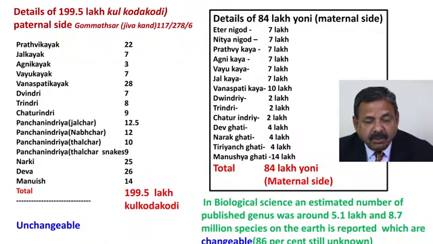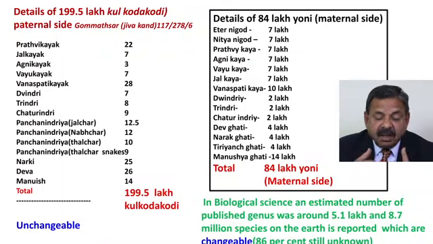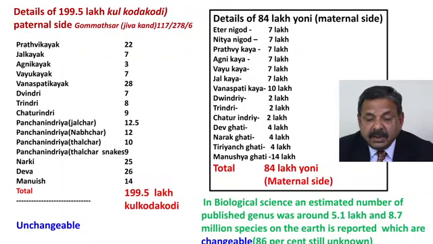Similarly, if we go towards the paternal side, then you will see that it is further expanded up to 199.5 lakh kul koda kodi. This is the alokganit technique. So here you see that this many lakh kul koda kodi is so many times higher than these 84 lakh yonis. So the paternal side has a large number as compared to the yoni, or as compared to the maternal side.